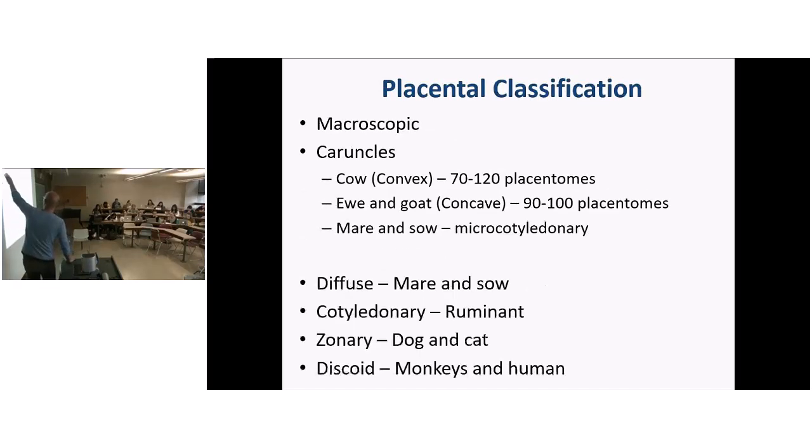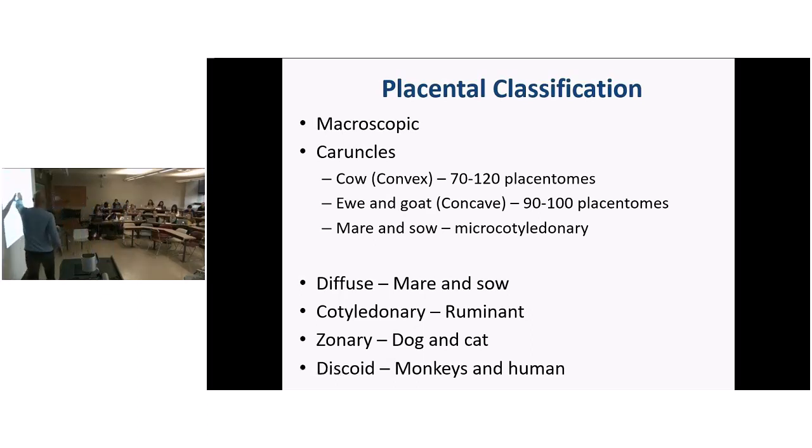From a macroscopic perspective, we call it caruncles. In this case, we have cotyledonary, zonary, discoid, diffuse. Diffuse you can also call microcotyledonary. Those are names. I'm not a big fan of asking you what the types of placenta are. But again, they are different in shape, and they have some differences in how the penetration of cells occurs.